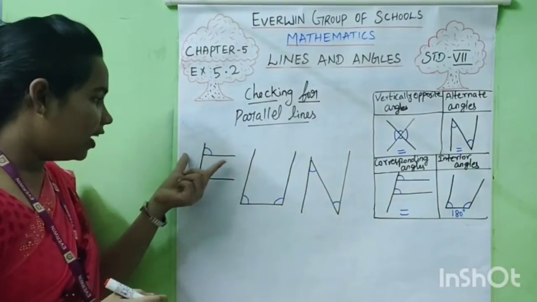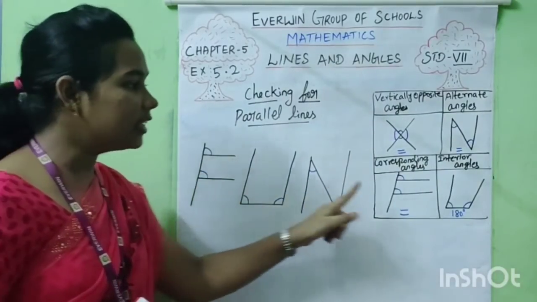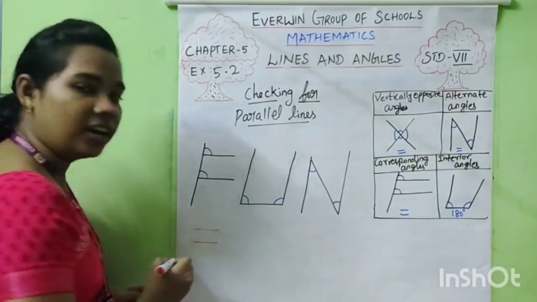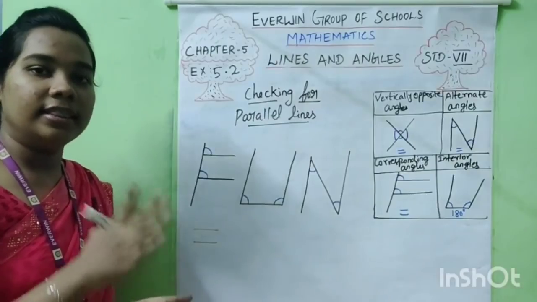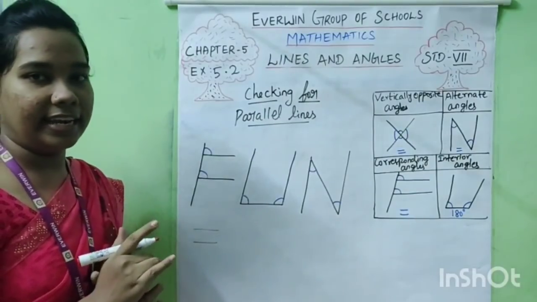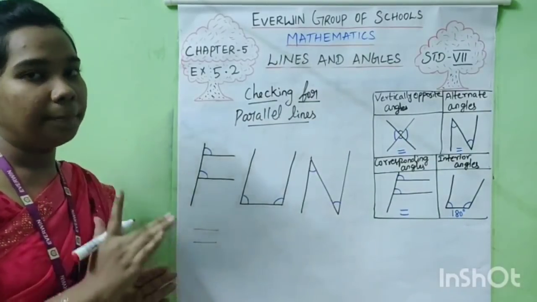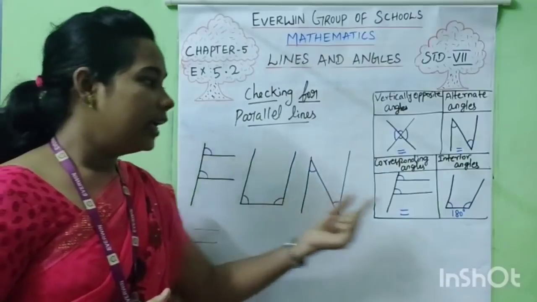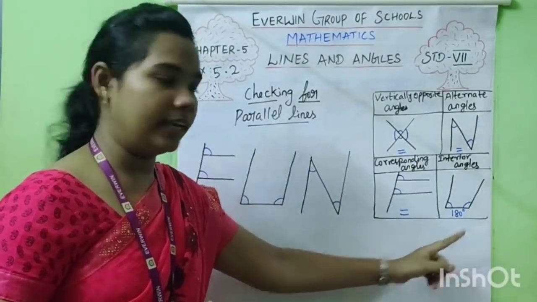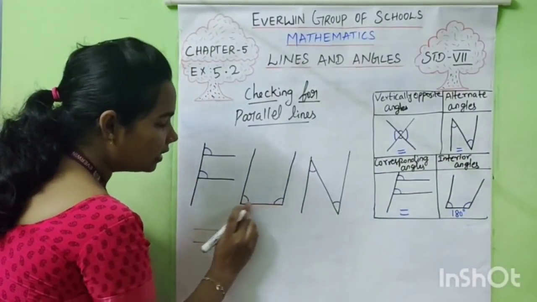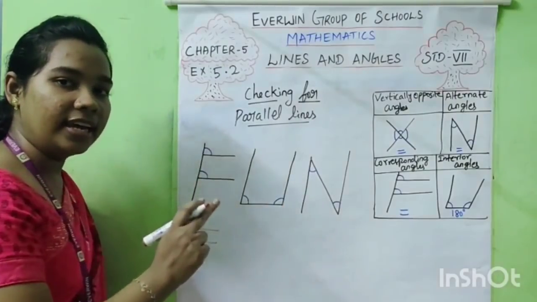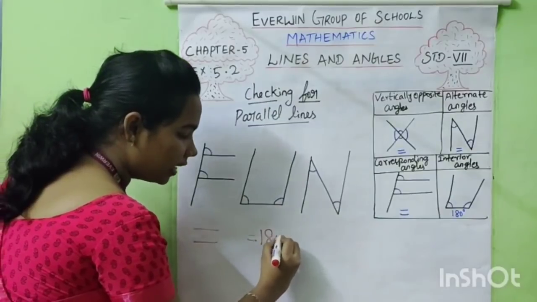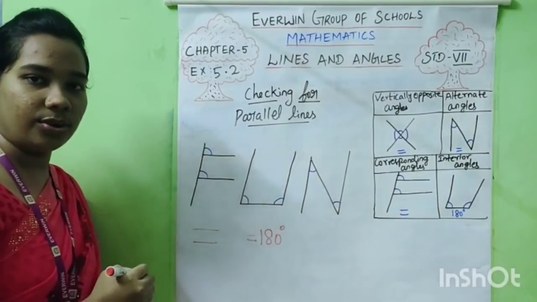Fun. See, we know that if it is like F, that is corresponding angles, right? If the corresponding angles are equal in the given lines, then we can say the lines are parallel lines. Next, coming to the U. What is U? Interior angles. The sum should be 180 degrees. If the interior angles in the given lines sum to 180 degrees, we can easily say those lines are parallel lines. Okay, children?